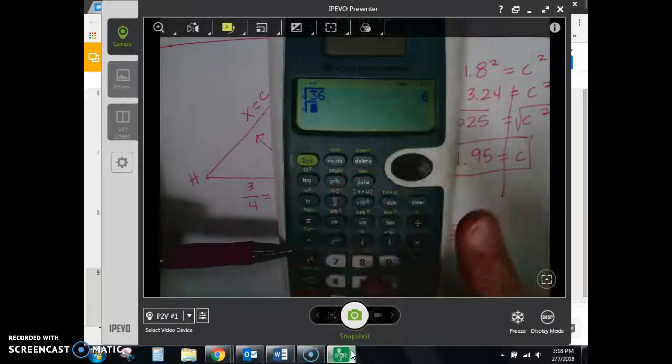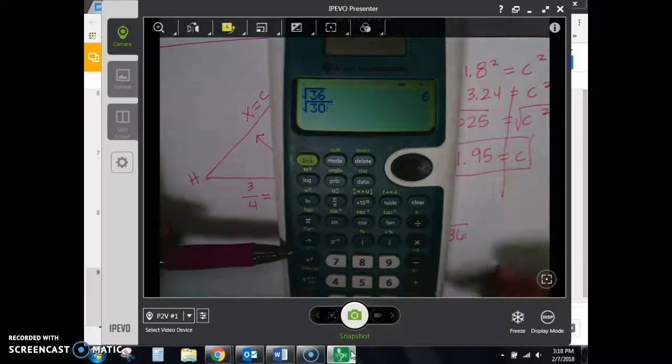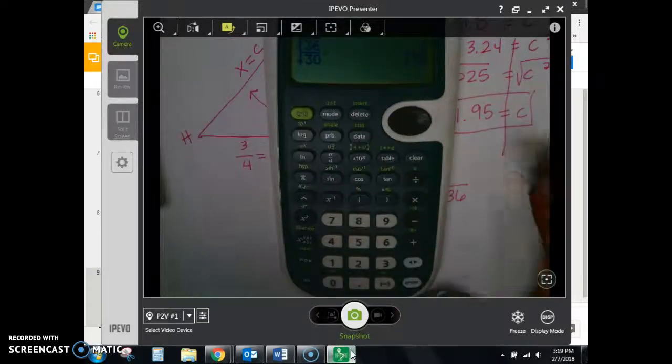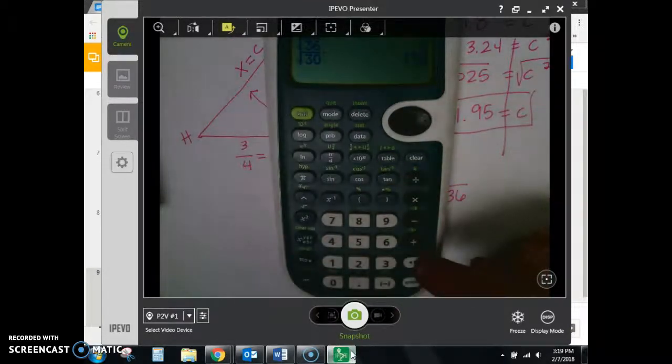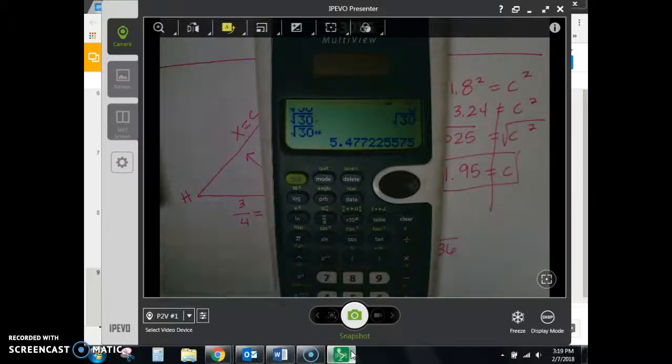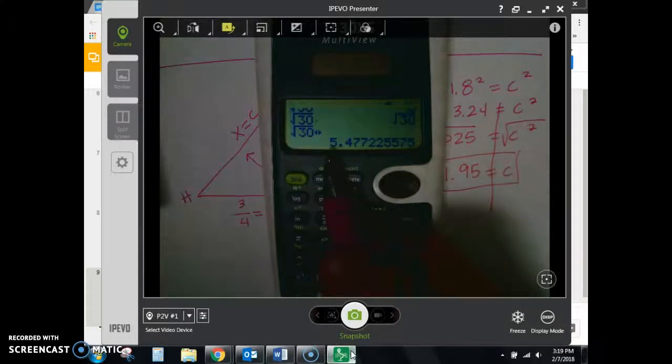If you do the square root of something that's not a perfect square, like 30, if you just push equal, it might say the square root of 30. What you need to do at that point is push this little double arrow button that's right above the equal sign. So when you do that now, it converts it to a decimal. That's what you want. You want that decimal. And it's okay if you round. You could just round to the nearest tenth. So in this case, I would say 5.5.